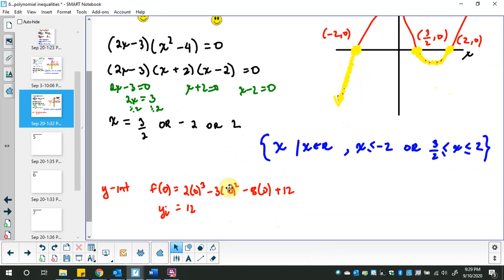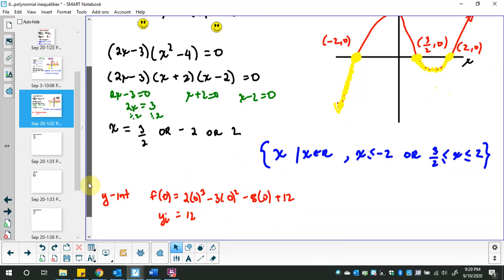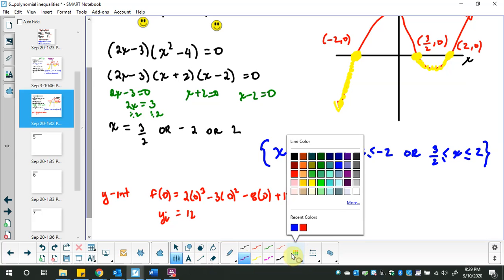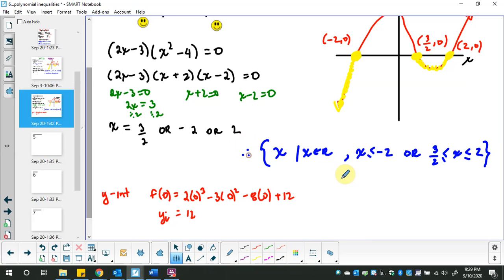All right, so now let's do interval notation. Interval notation makes me start with that to say my answers are x's, and I am coloring from negative infinity up to negative 2, and then I'm taking a break, and I'm going from 3 over 2 up to positive 2. Now, how is this different than just having the empty circles?